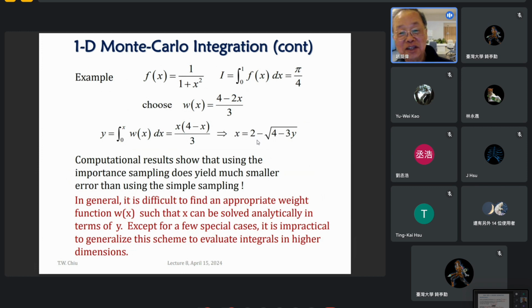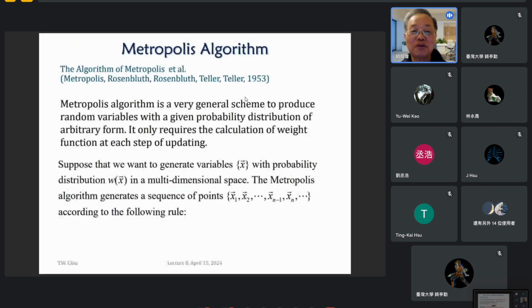That means these steps are not necessarily possible in general. Except for a few cases, in practice we need to generalize this scheme to integrals in high dimensions. This is only one dimension, but you may have a high-dimensional, very complicated integral. How can you generalize this scheme? In that case we have to go to a different algorithm, one that works for any probability distribution and enables importance sampling.